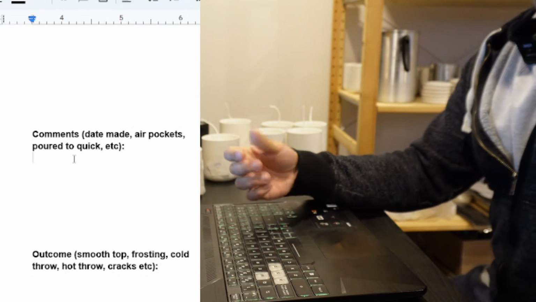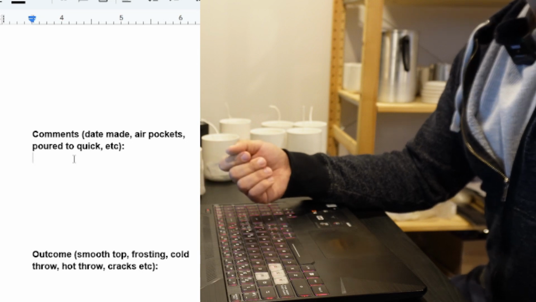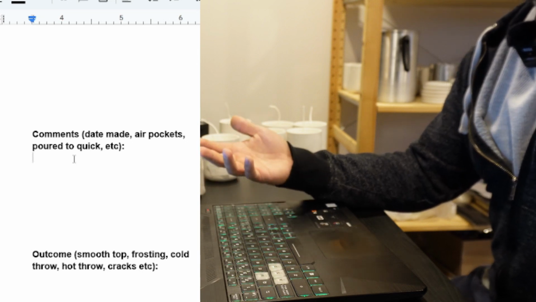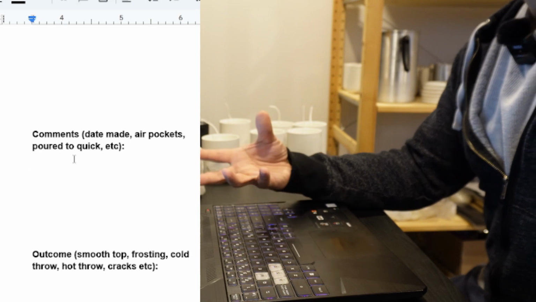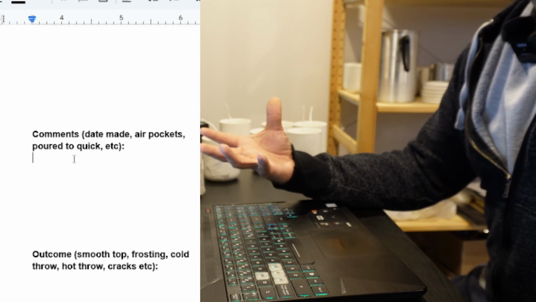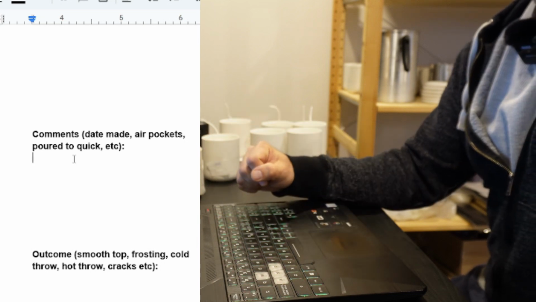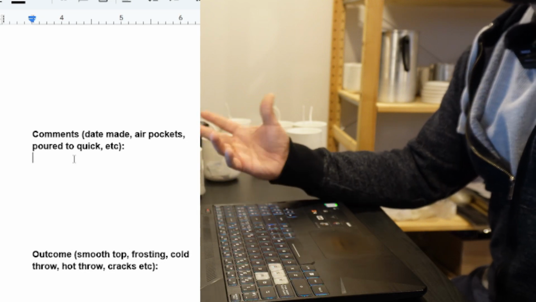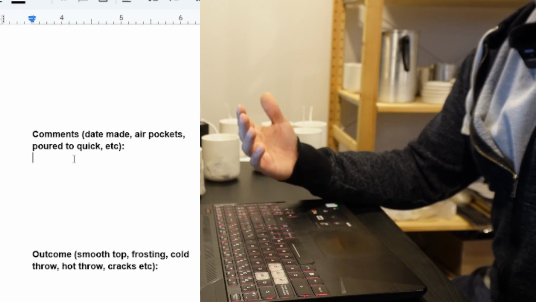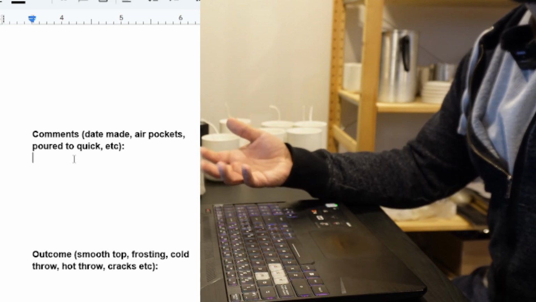And finally, comments and outcomes. I don't think I have to explain this too much. This is if you notice that, say, you stirred too quick, saw bubbles in the wax, or there's air pockets coming out of your candle, or you had to top it up again after 2-3 minutes for whatever reason. Just anything that you think would be relevant that could affect the make of the candle.